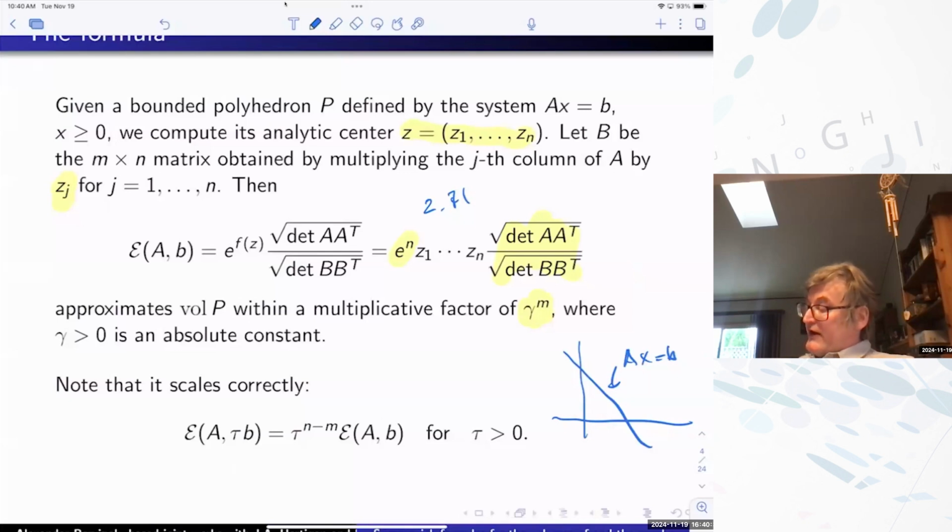And the other thing is that it scales well, right? So as the volume should. So if you dilate your polytope by a factor of tau here, then the volume gets dilated by what it should be, right, by that constant to the dimension. Okay.